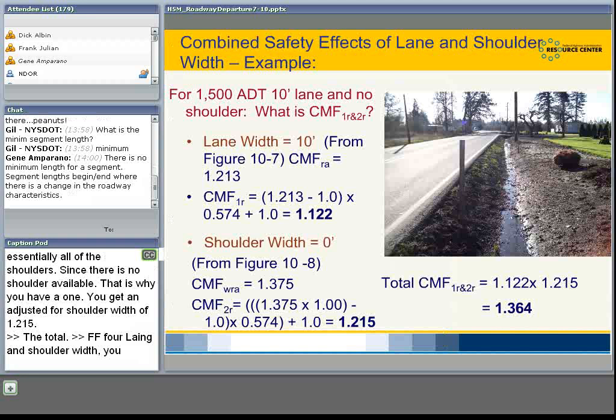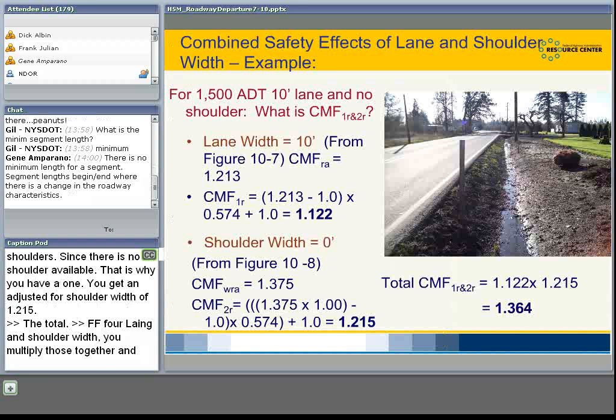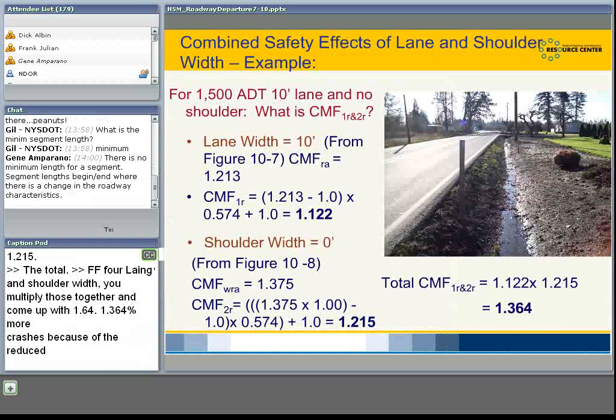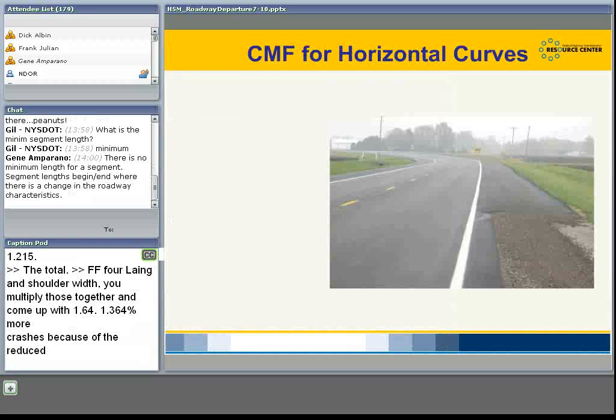So then the total CMF for lane and shoulder width, you multiply those two together, and you come up with 1.364, or approximately 36.4% more crashes because of the reduced lane and shoulder width.